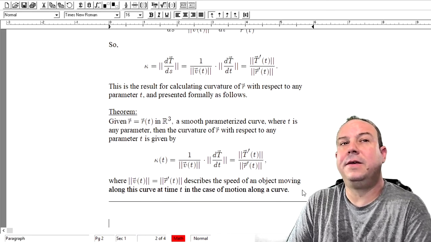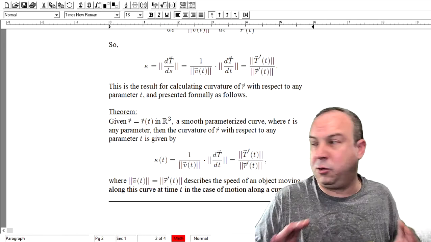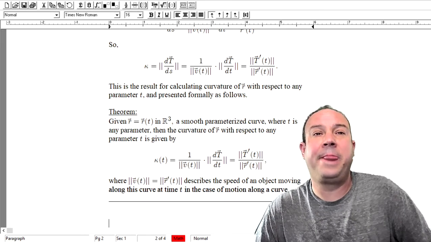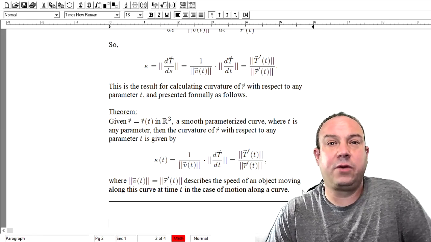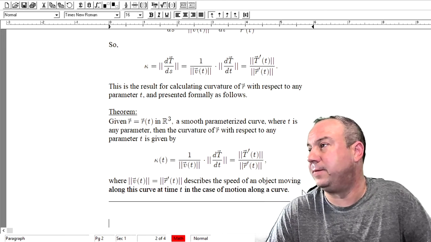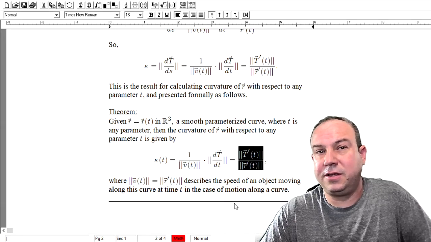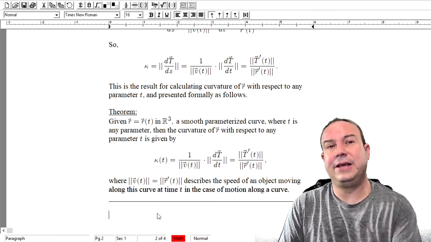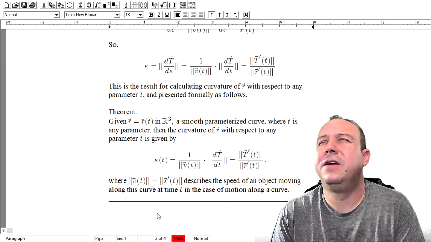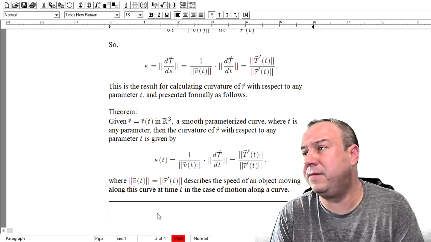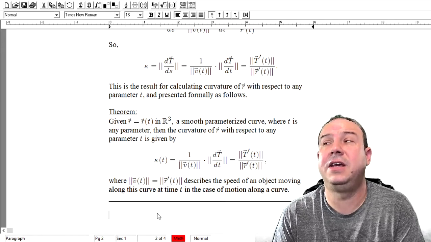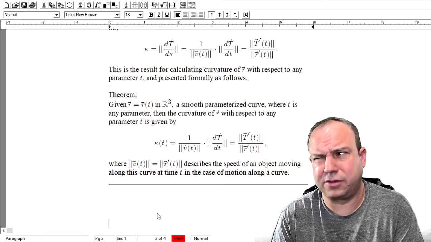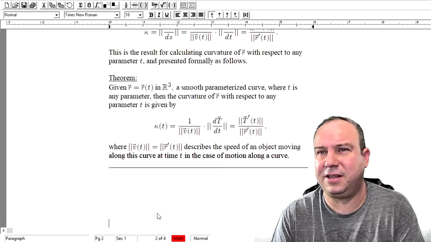Given r bar equal to r bar of t in R^3, a smooth parameterized curve where t is now any parameter. It could be arc length, but any parameter works. Then the curvature of r bar with respect to any parameter t is given by what we see here, the above result. The magnitude of the unit tangent vector's first derivative with respect to t divided by the magnitude of the first derivative of the vector valued function r bar with respect to t. There's a lot going on in that calculation.